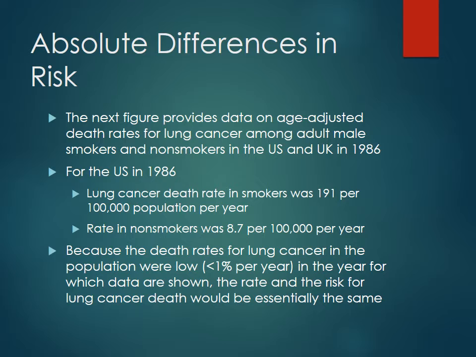So for the U.S. in 1986, they found that the lung cancer death rate in smokers was 191 per 100,000 population per year. So if you followed 100,000 men for that whole year, 191 of them would die, right? If I followed 200,000 people for that whole year, you'd have double that. So the rate in non-smokers happened to be 8.7 per 100,000 per year.